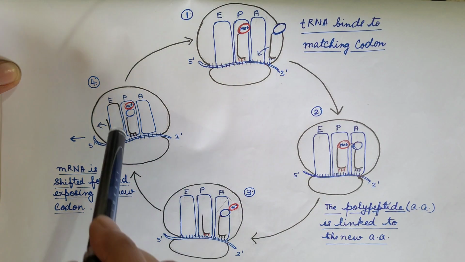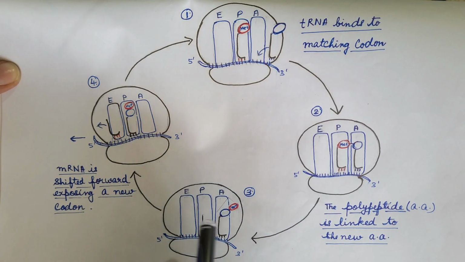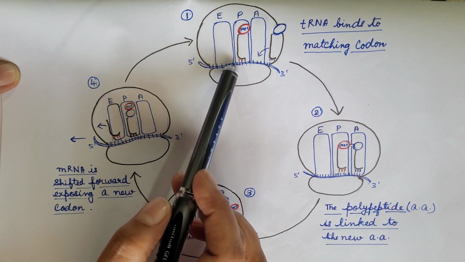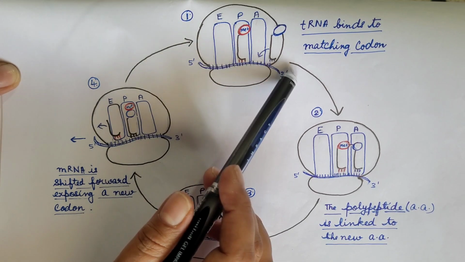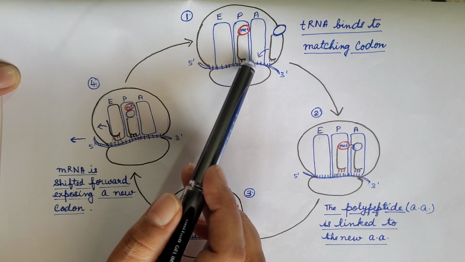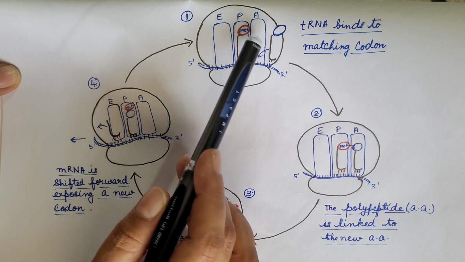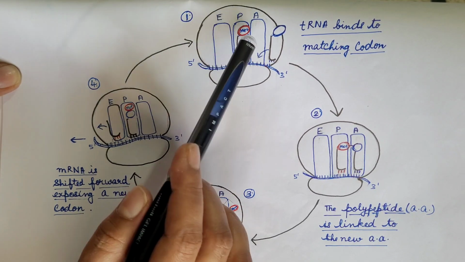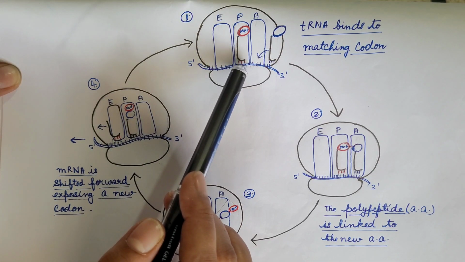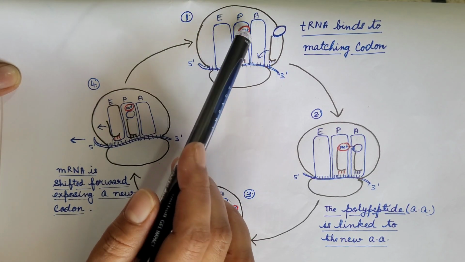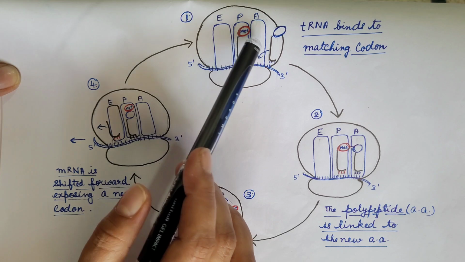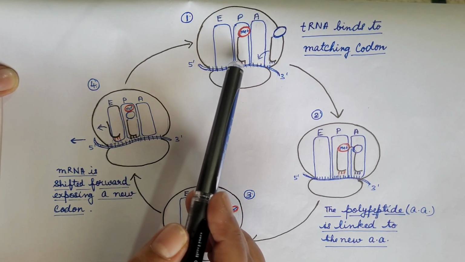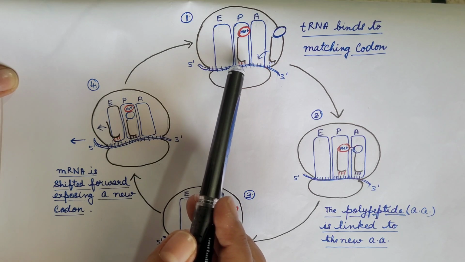Now let us understand translation with the help of this diagram. Ribosome assembles around start codon of the messenger RNA, that is the AUG codon. Initiator transfer RNA carrying the methionine amino acid comes and binds with this start codon. Thus the initiation complex is formed, which includes the AUG codon and initiator transfer RNA carrying methionine amino acid. And this initiation complex is required for the initiation of the translation.